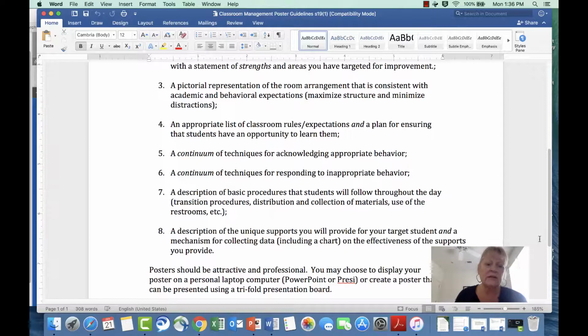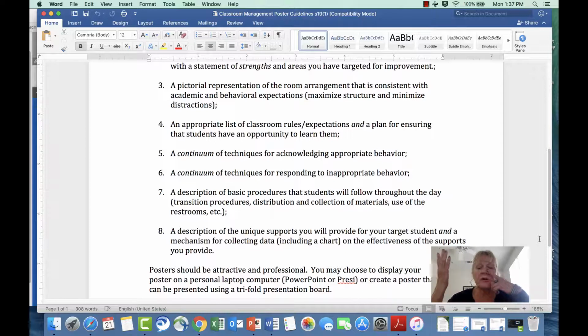And then the last section is a description of the unique supports that you're going to provide your target student and a mechanism for collecting data on the effectiveness of those particular supports. So not only do I want you to say what you're going to provide for that student, but I also want you to have a means of determining whether or not what you're providing is indeed resulting in what you're wanting to accomplish. So I'm going to expect a chart at a minimum that's going to detail how you're going to track the effectiveness of what you're doing, okay?